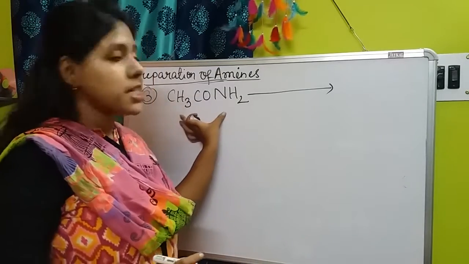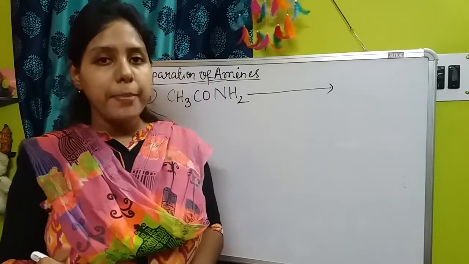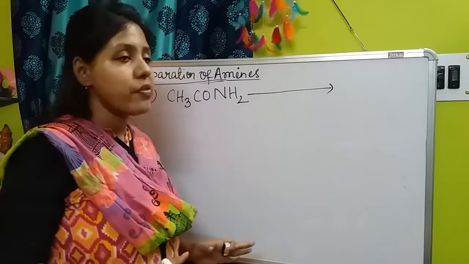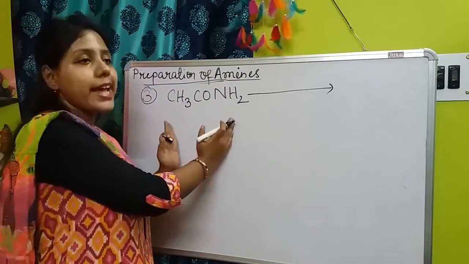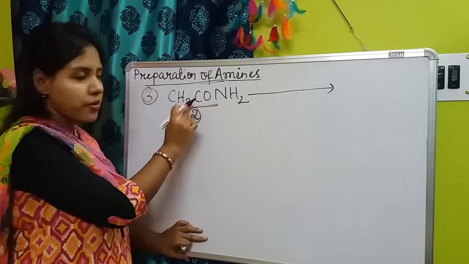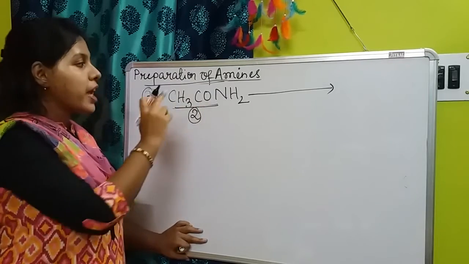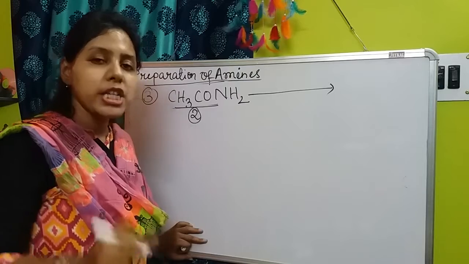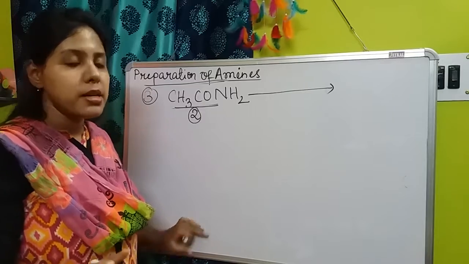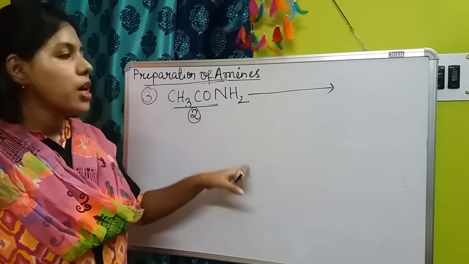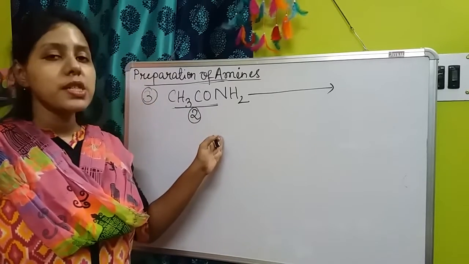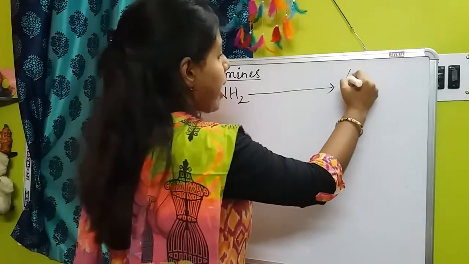So now from acetamide we could get 2 types of amines. What will they be? One amine will have the same number of carbons as the initial amide. How many carbons are there? 2 carbons, right? So by using the acetamide we could get 2 products. One of them will have the same number of carbons as the initial compound, and one of them will have 1 carbon less than the initial compound.